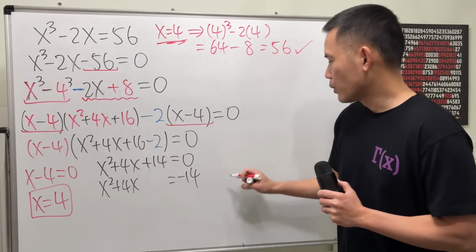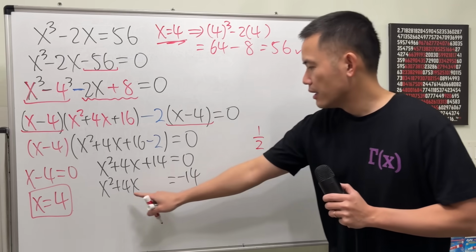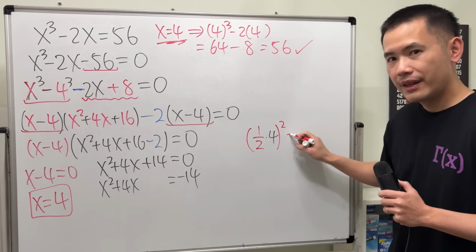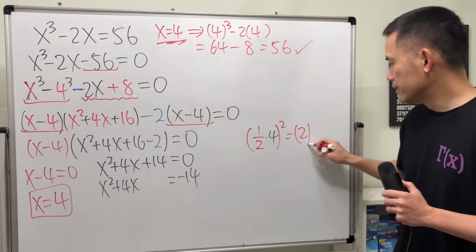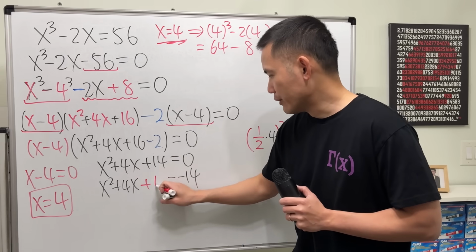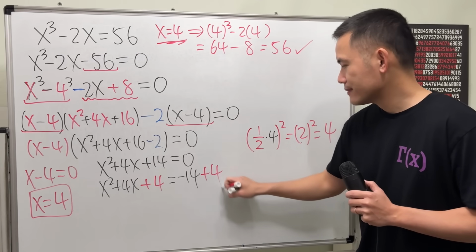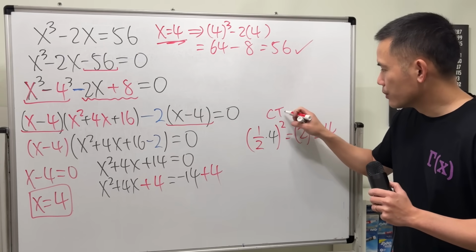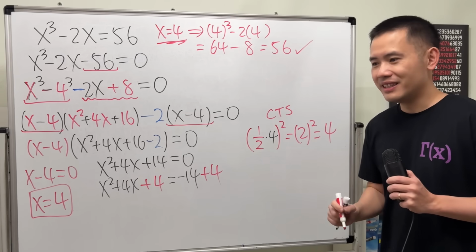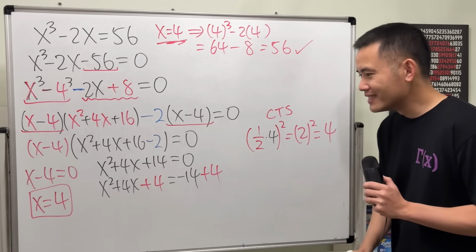Here we have 4, so what we do is we take half of this coefficient and then square that. Half of 4 is 2, square that, we get 4. So this is the number that we will have to add to both sides. So again, we are trying to do the completing the square method. For more tutorial on this, I will have the links in the description for you as well.